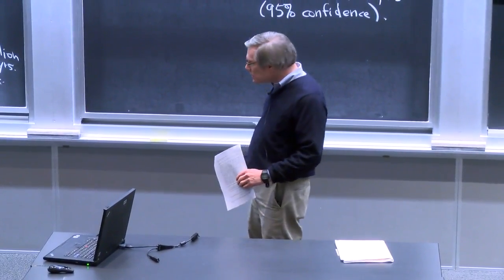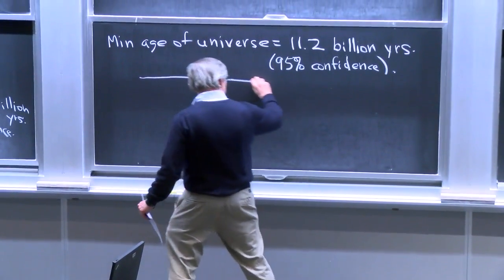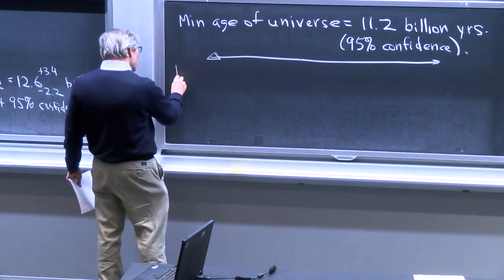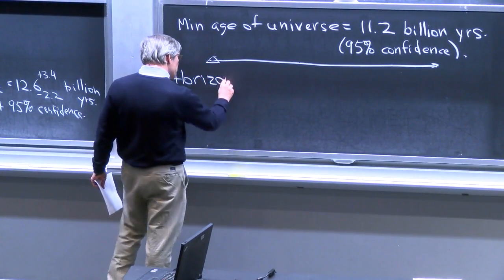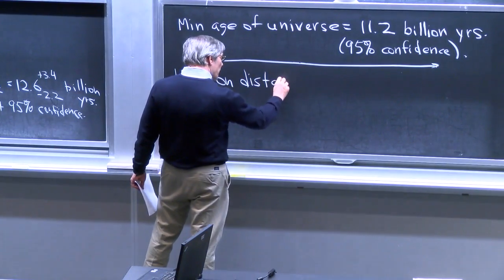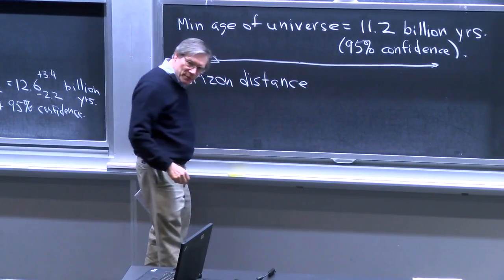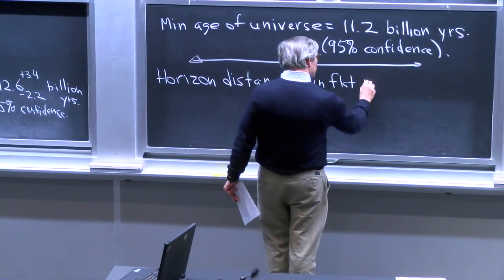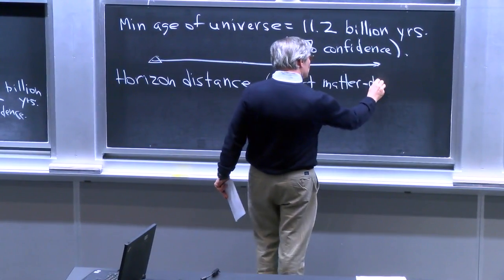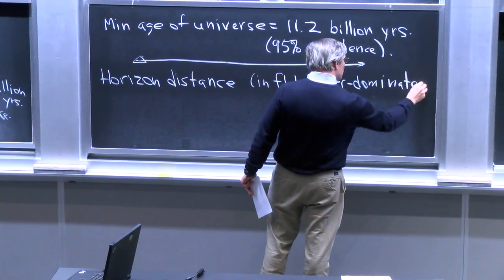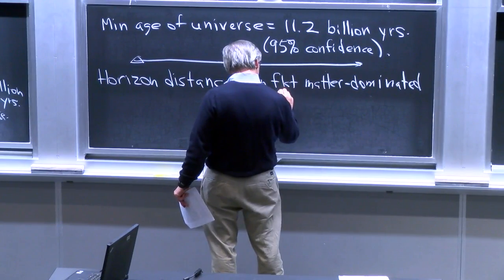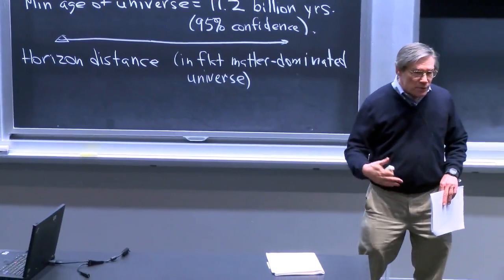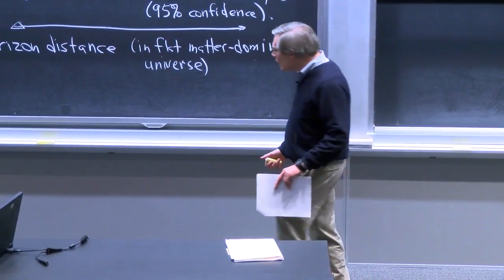It goes by the name the horizon distance, where I guess if you're sailing on the ocean, the horizon is the furthest thing you can see. So what we want to do now is to calculate this horizon distance in the model that we now understand, the flat matter-dominated universe. And this, of course, is also a calculation that we will be generalizing as we go through the course, learning how to treat more and more complicated cases and more realistic cases.